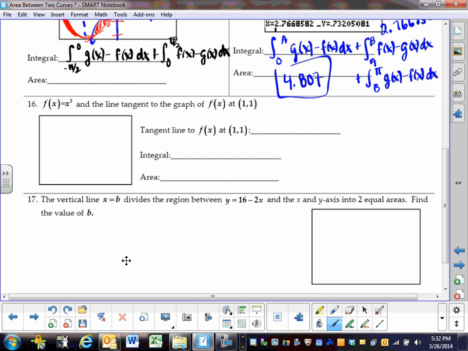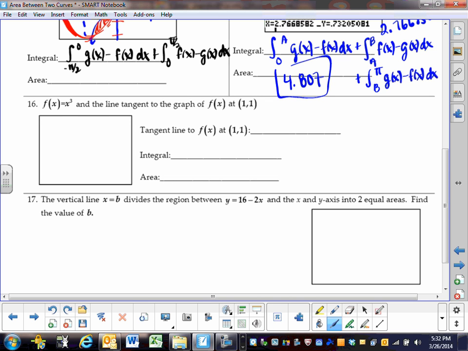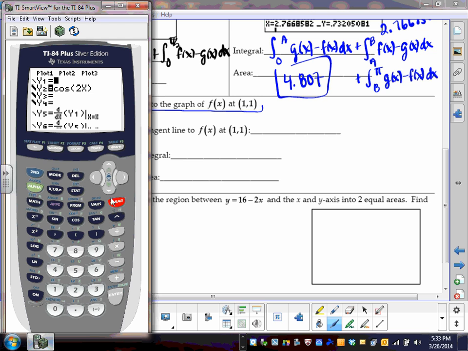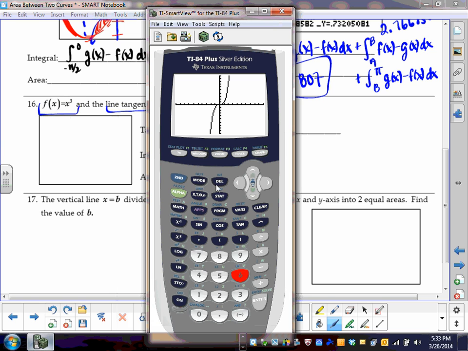Okay. Now, one of the features that I want to make sure you know how to use on your calculator is the draw feature. So this question says to find the area bounded by this curve and the line tangent to the same curve at 1, 1. So I can ask my calculator, if this is a calculator question, to graph the curve x cubed. I need to zoom back out to my standard window. And then after I graph, I can have it draw, which is second program button, the tangent line, number 5.